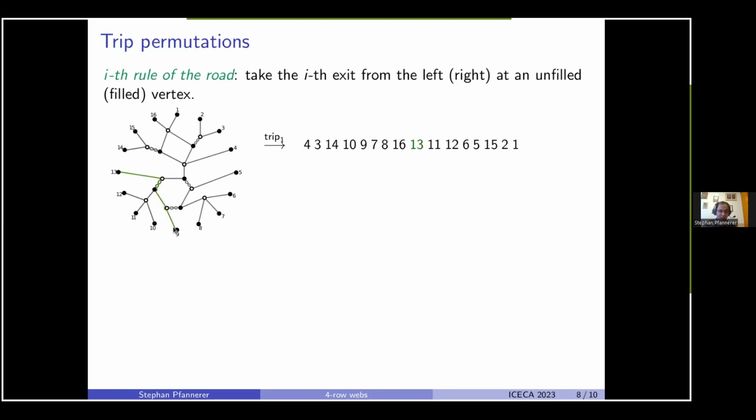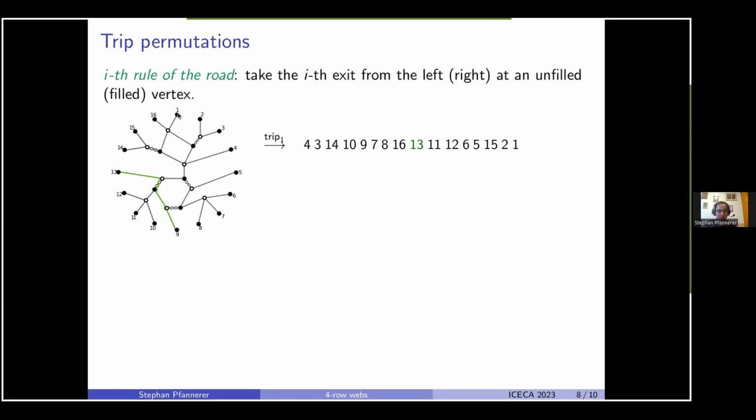So we start at 9, we enter that roundabout, and because we're now in the UK, we turn left at the first possible exit. Now we're here at this black vertex, so we turn right. Now we turn left again, and we get that 9 is mapped to 13. And if we do this for each vertex, we get some nice permutation.